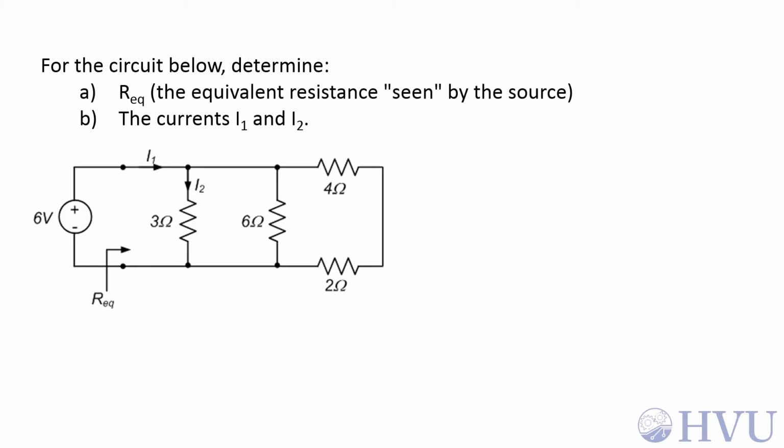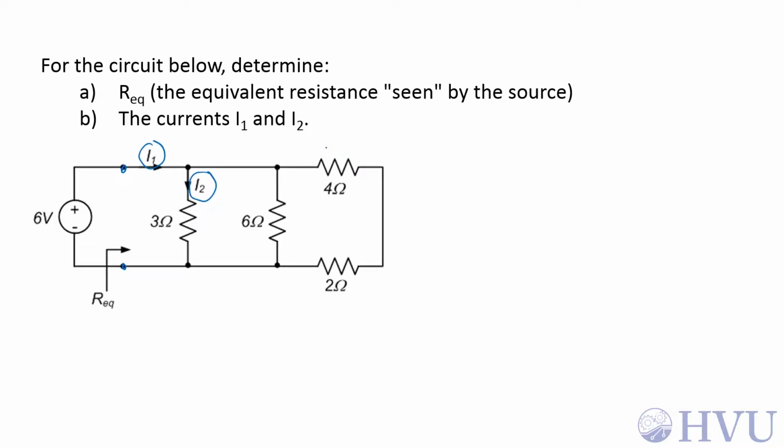Okay, for this circuit we want to determine a couple of things. The equivalent resistance seen across these terminals, and then a couple of the currents in the circuit, I1 and I2. Probably the easiest approach first is to see if we can reduce the circuit.